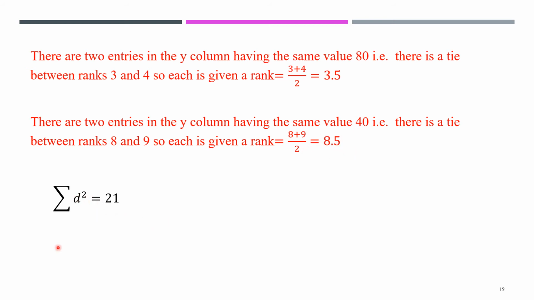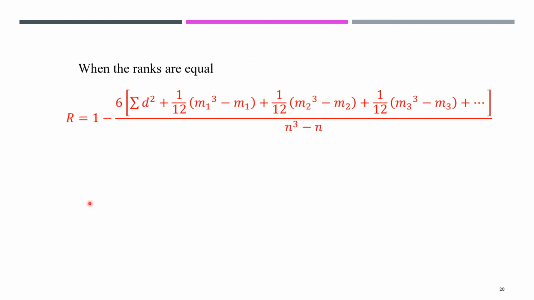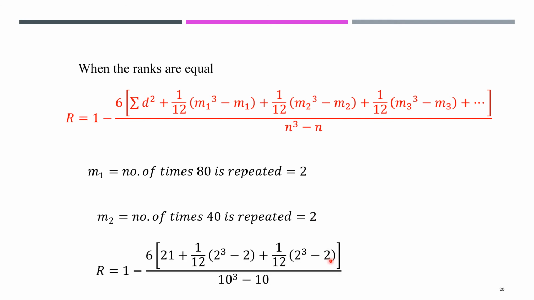Summation d square comes out to be 21. Substituting everything in the formula. Two values were repeated. 80 was repeated 2 times and 40. So m1 will be 2, m2 also will be equal to 2. 80 is repeated 2 times, so m1 is 2. 40 is repeated 2 times, so m2 is equal to 2. Substituting everything in the capital R formula: 1 minus summation d square is 21, m1 is 2, m2 is 2.